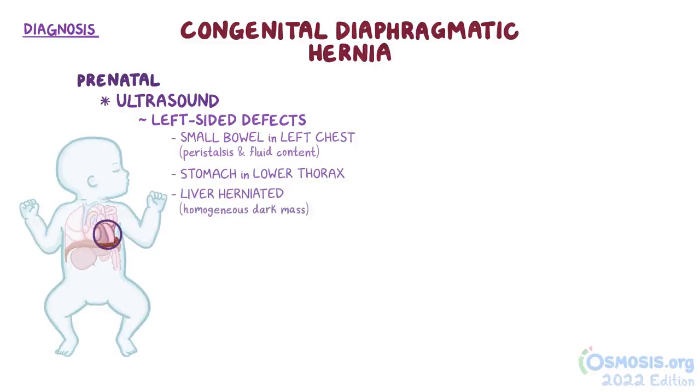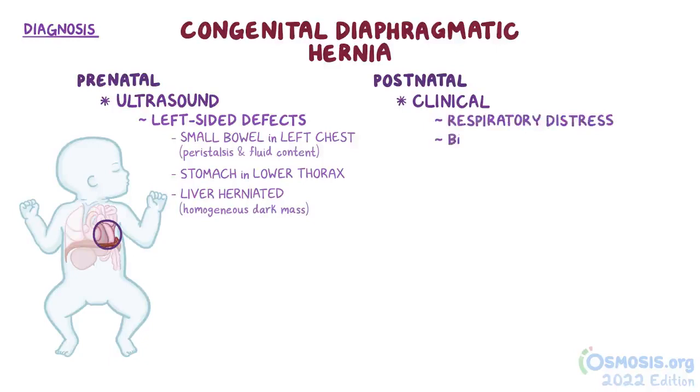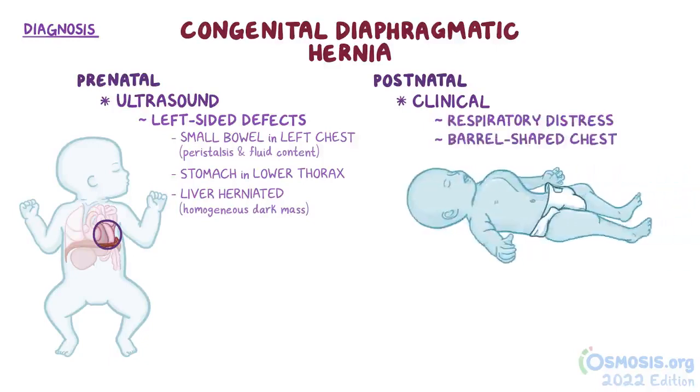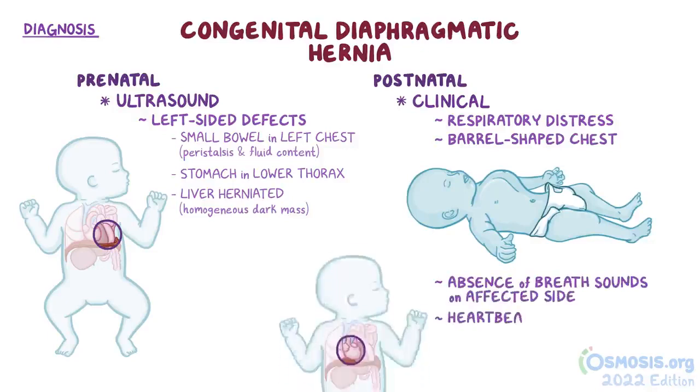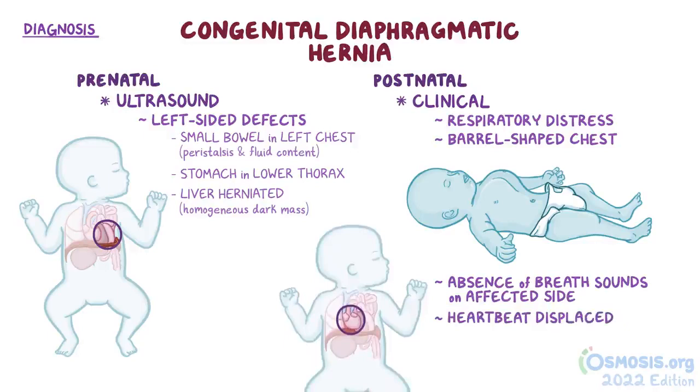Postnatal diagnostic evaluation begins with a clinical examination. Because the lung is underdeveloped, after birth, newborns will mostly present respiratory distress, usually within the first hours of birth. Other common findings include a barrel-shaped chest, a scaphoid or boat-appearing abdomen, since the abdominal contents migrate into the chest, and absence of breath sounds on the affected side. More often than not, the heartbeat is displaced to the right because of a shift in the mediastinum.